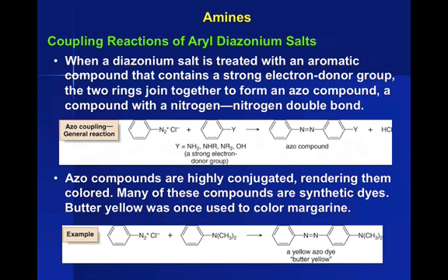Now, if you look at the example below, this yellow compound called butter yellow was made. And if you know anything about margarine, it isn't yellow when they make it from vegetable oil. It's colorless. But people don't like spreading colorless stuff on their toast in the morning. They think it should look yellow, like butter. So what they did was add an artificial dye called butter yellow to the margarine that gave it the yellow color. Okay?